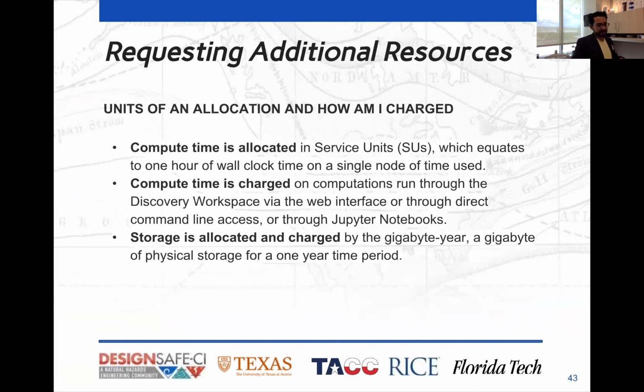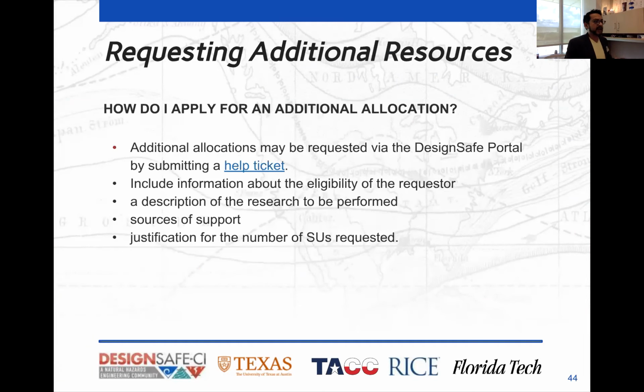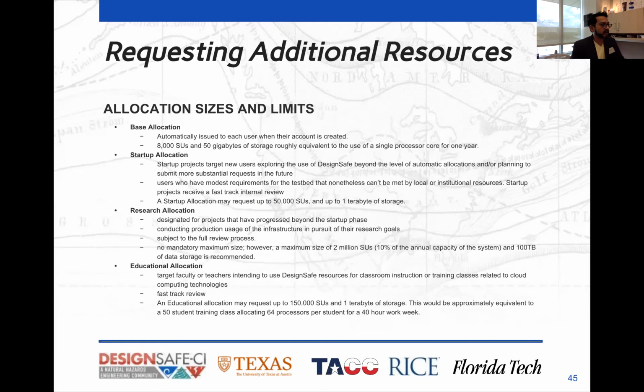There is a process involved in determining what type of resource you need and how much you need. If you need to apply for additional allocations, fill out a help ticket on DesignSafe, and we'll guide you through the process. But these are essentially what the limits are. We have a base allocation, which is the 8,000 SUs. You have startup allocations, research allocations, and educational allocations. Each has different limits on how many hours you have available on our machines and how much data you can store. You just have to give us a little understanding of what you're trying to do, and we'll find the best balance of allocation for you.